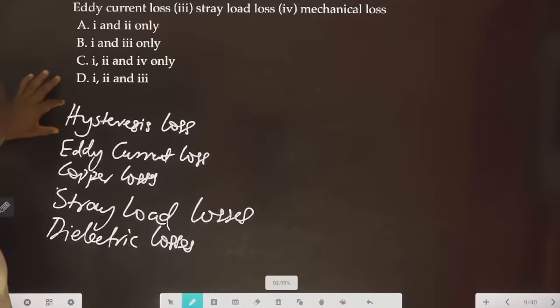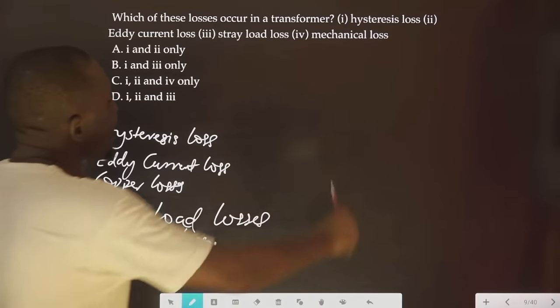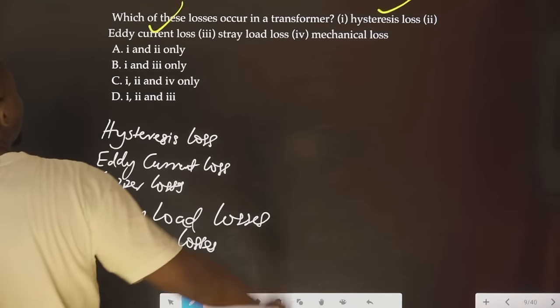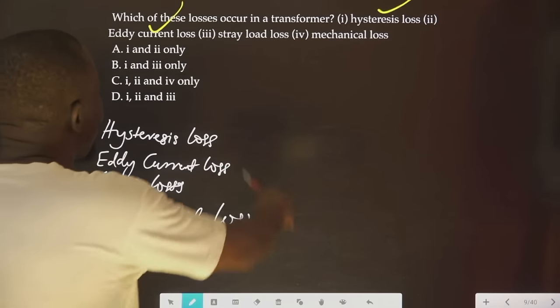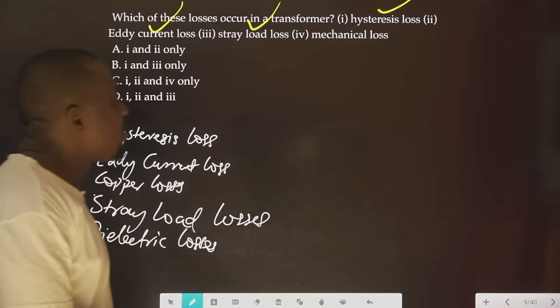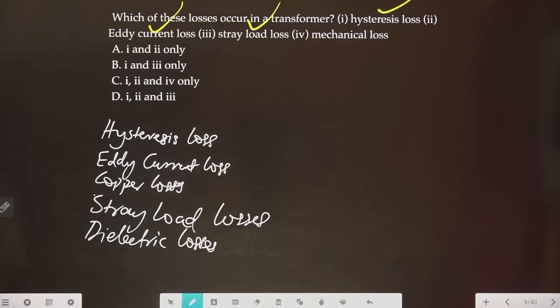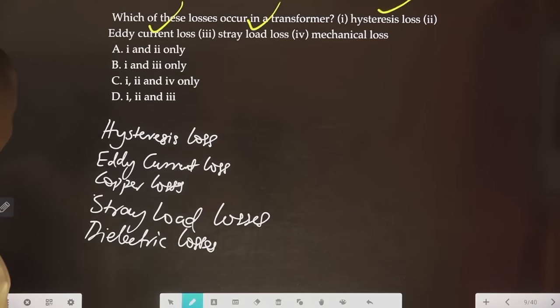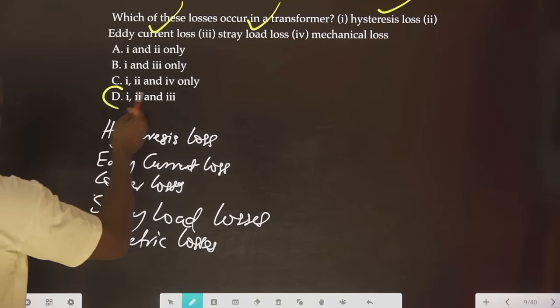Okay, now let's see here what we have. We have hysteresis, correct? Eddy loss, that is eddy current loss. Have the stray load loss, very correct. We don't have mechanical loss. It means it's 1, 2, and 3, okay? 1, 2, and 3, this is the answer.